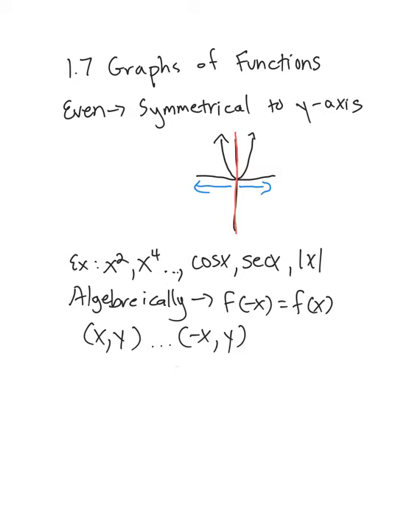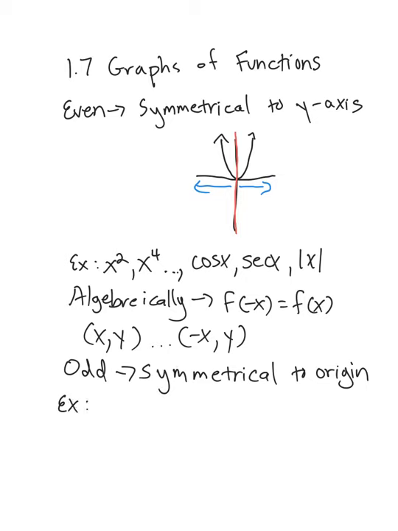Next, let's talk about odd functions. Our odd functions here are symmetrical to the origin. What that means is that if you took an odd function and rotated it 90 degrees, it should line up just perfectly. Examples of odd functions are linear functions, right? Our line is an odd function.